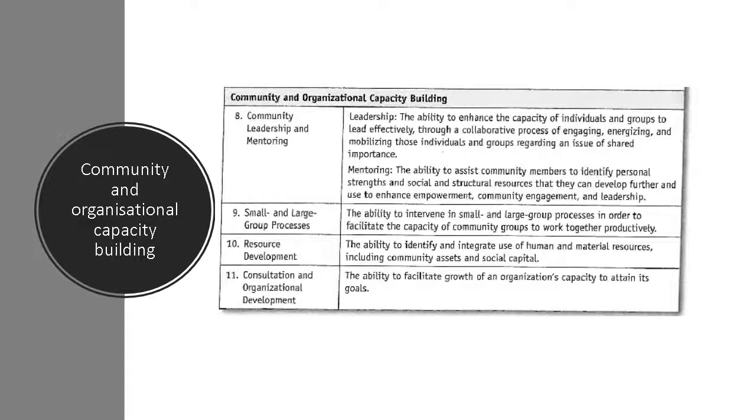This section is about community and organizational capacity building. Again, the information in this table is very clear, so I won't be rehashing the information in this table. The skills in this category clearly are all about relationship building, which includes building trust between community psychology practitioners and various stakeholders, but also between all the stakeholders themselves.